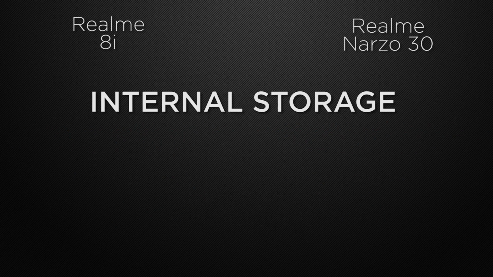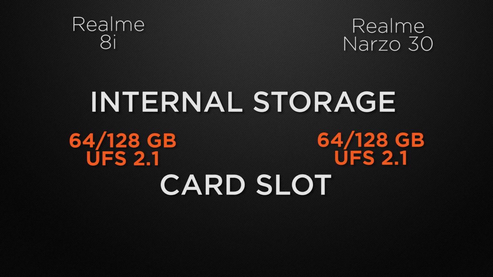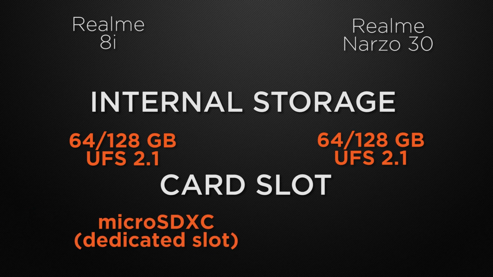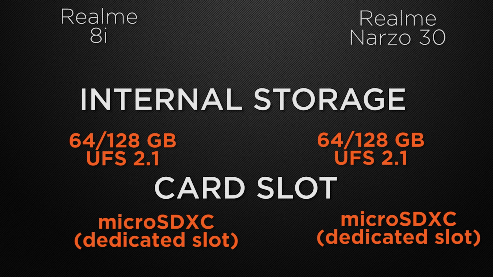Let's talk about the internal storage of the devices. 8i comes with 64 and 128GB of storage, whereas Narzo 30 have 128GB of storage. But the winner here is 8i because it have multi-capacity of option. And about the external storage of the devices, 8i have dedicated card slot, whereas Narzo 30 also have dedicated card slot, so it's a tie.